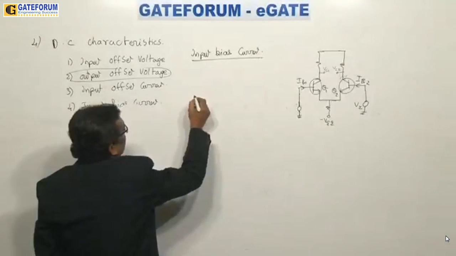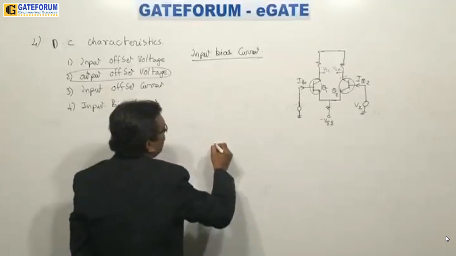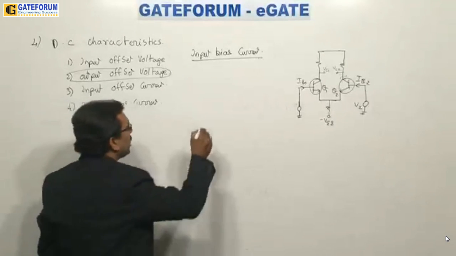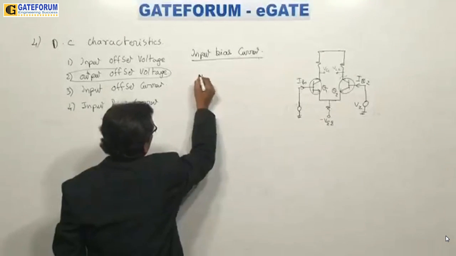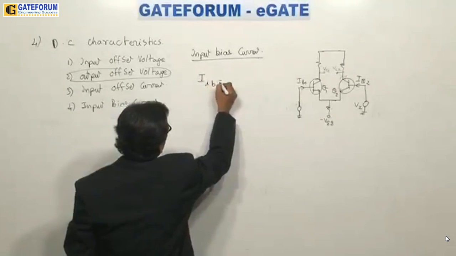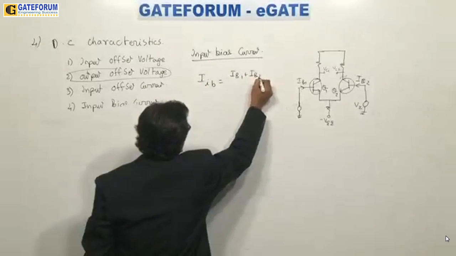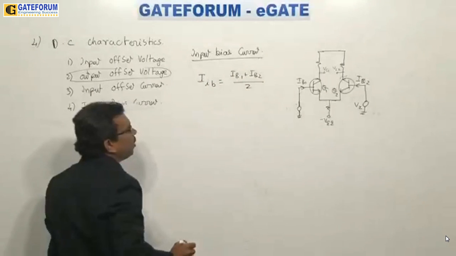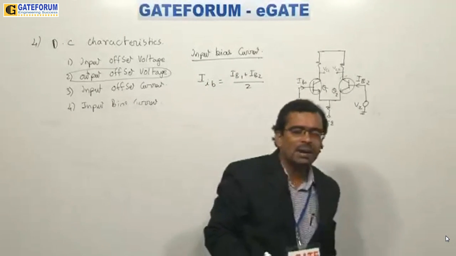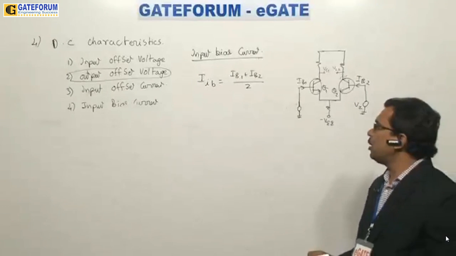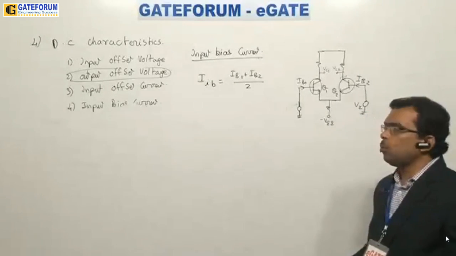Now how do we define input bias current? Please take down the definition: the average of two input currents is called input bias current. That is IIB is equal to IB1 plus IB2, divided by 2. So this is called input bias current, the average of two base currents, two input currents, IB1 plus IB2 by 2.